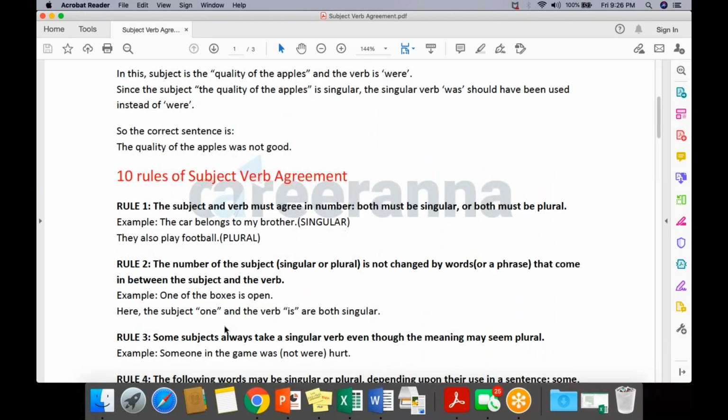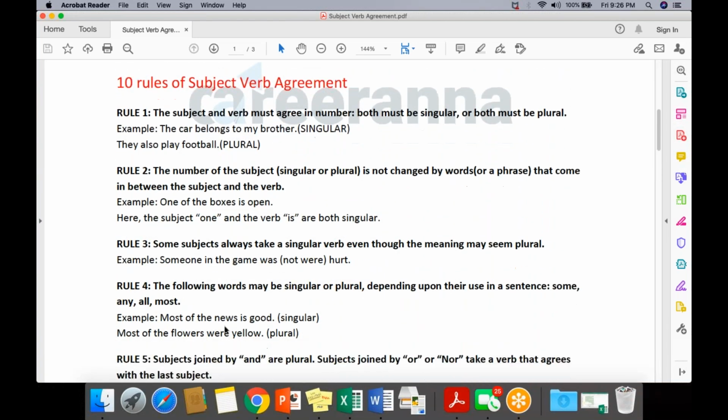Now, there are certain rules. These are not 10 rules. These are exactly 14 rules which we are going to talk about. So we are going to talk about 14 rules of subject verb agreement and not 10. Now, one thing which we all know is very basic, that my subject and verb must agree in number. Either both my subject and verb should be singular or they should be plural.